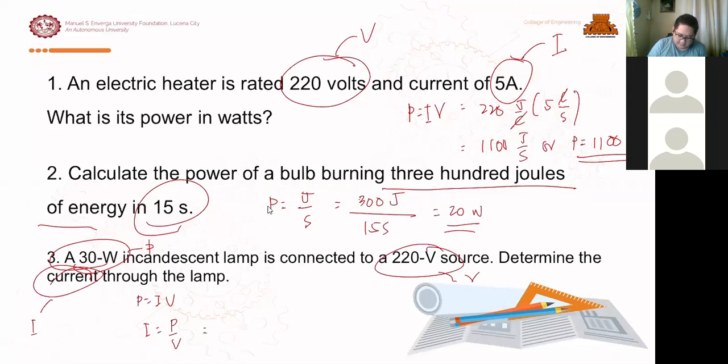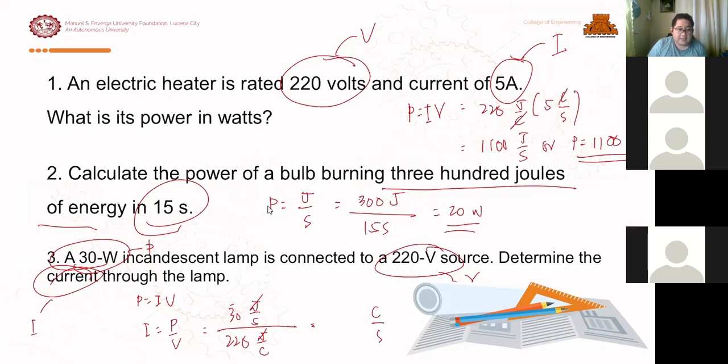Substitute lang natin. So we have 30 watts or joules per second all over 220 volts, which is, what's the unit of volts? Volts is joules per coulomb. Okay? So cancel out the joules and the coulomb, the seconds go to the bottom. So 30 over 220, 0.136 coulomb per second or 0.136 ampere. Okay? So that is our answer to number 3.